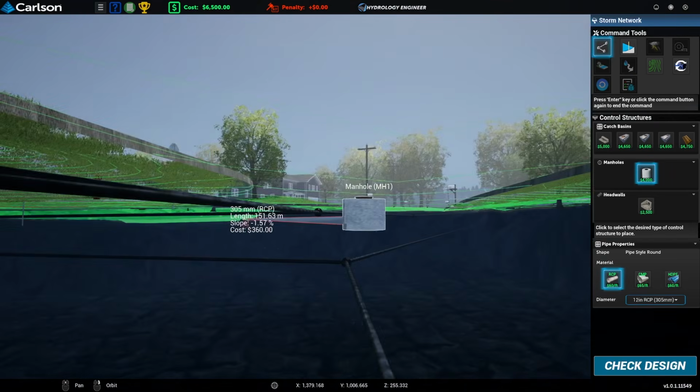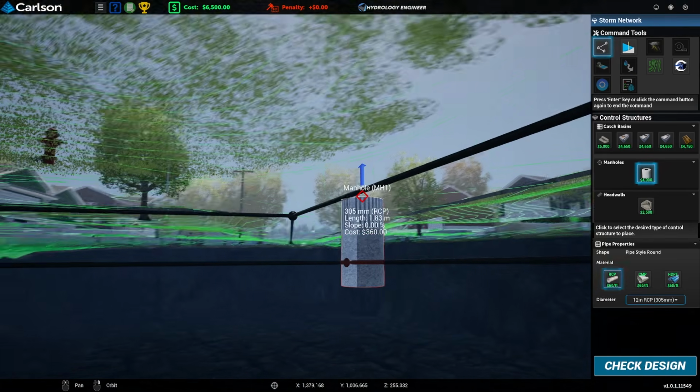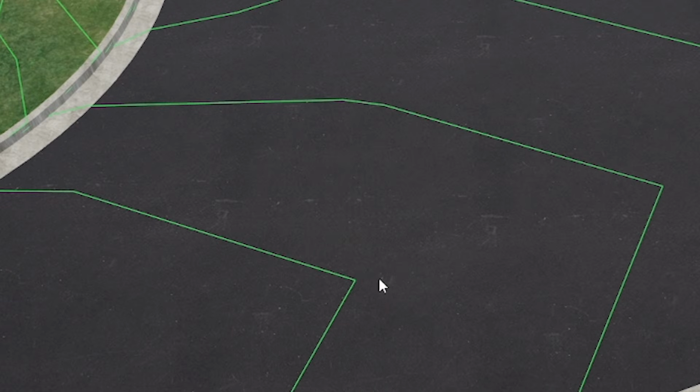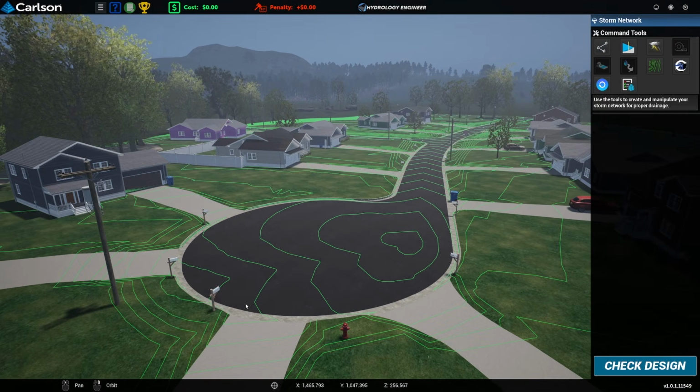However, in this example, the foul sewer is already there. It doesn't even show manholes, so we won't actually worry about that in the slightest. So boosh, let's delete that. And then let's start with doing some actual drainage.